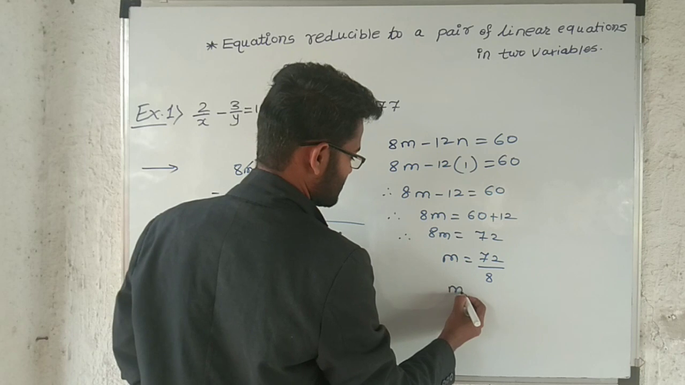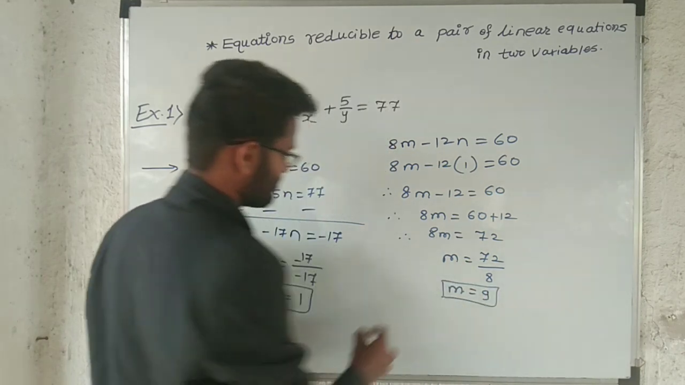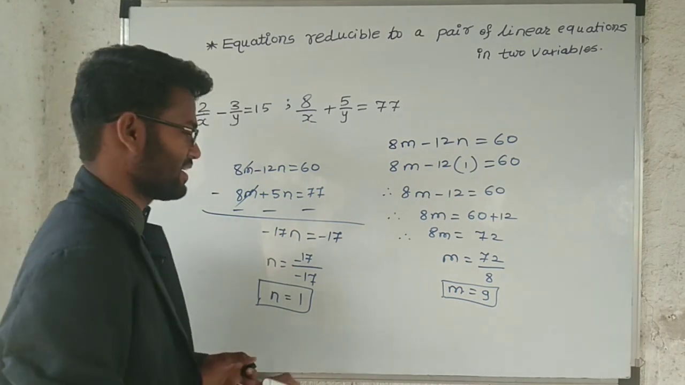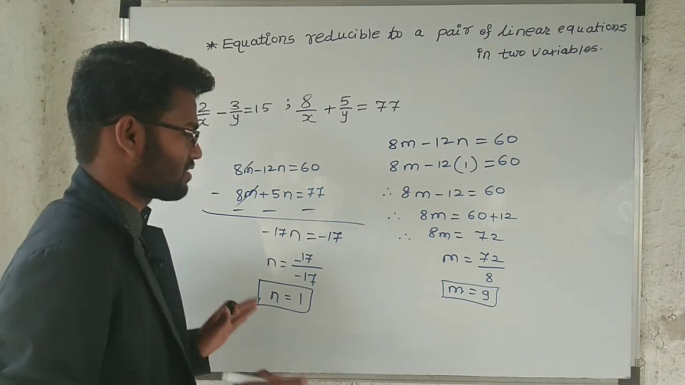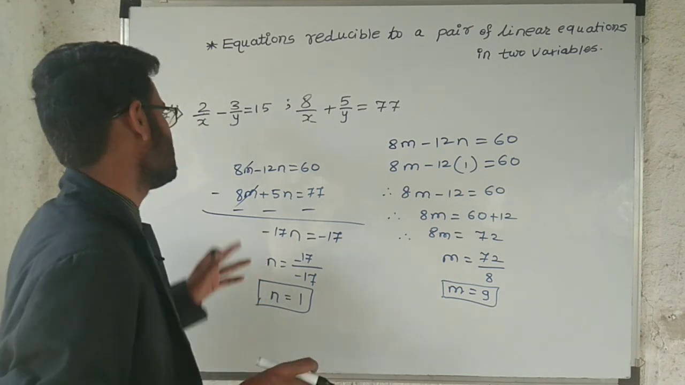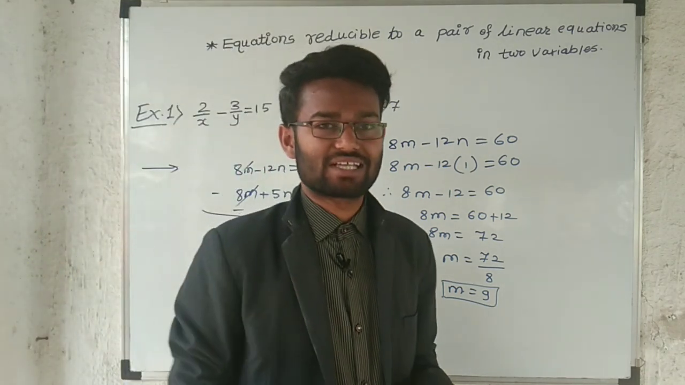So we get m is equals to 9. So we get here value of m is equals to 9 and value of n is equals to 1. But this is not required. We require the value of x and y because our equations are in x and y.